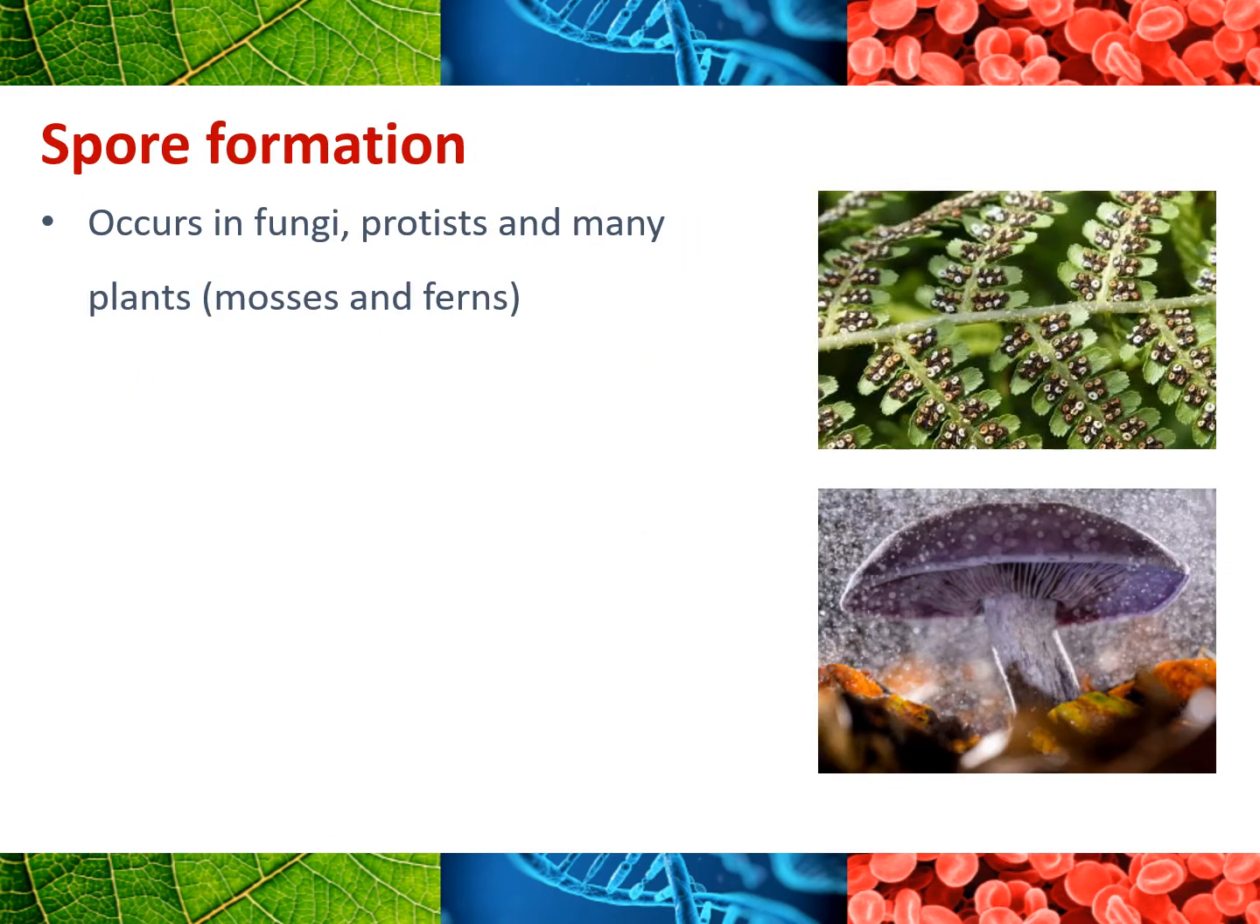And the last one is called spore formation. This is a pretty cool type of reproduction. It occurs in fungi, so all types of mushrooms, in protists, which are very, very small organisms, and some plants do this as well. So mosses and ferns will do this, and this tends to happen more naturally.